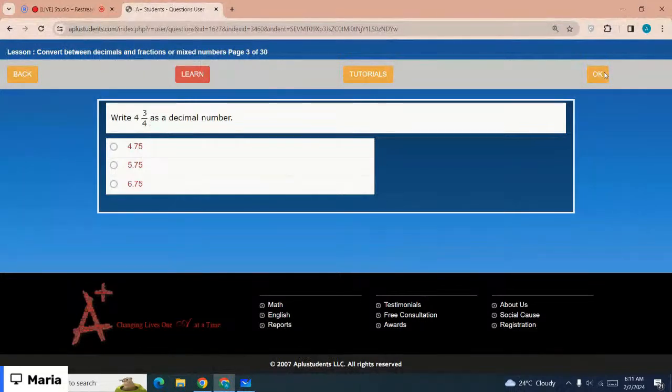The chapter name is Fractions and Mixed Numbers, Grade 6 Math. The lesson we are on right now is Convert between decimals and fractions or mixed numbers.